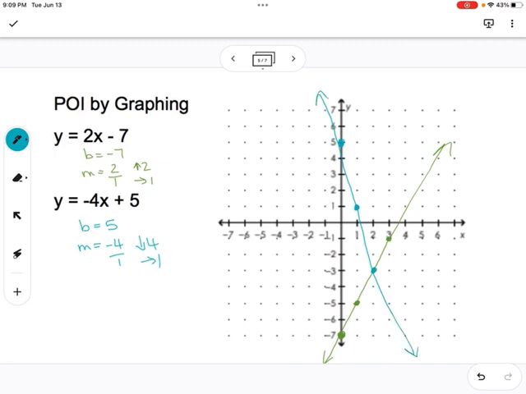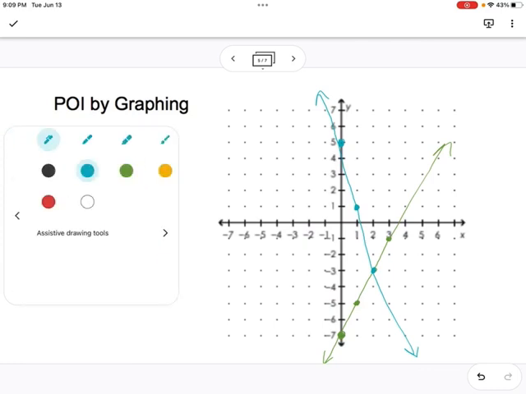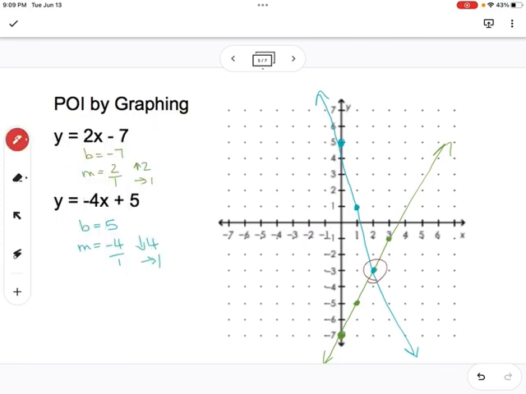Okay, so our point of intersection is where these 2 lines meet. That point is right here, our point of intersection. So we do x first, so that's 2, and the y value second, which is negative 3. Okay, so that's graphing to find a point of intersection.